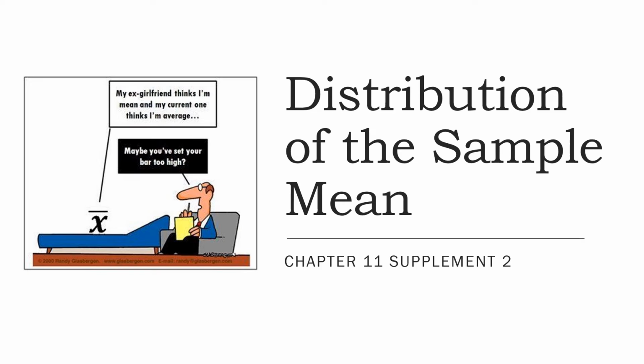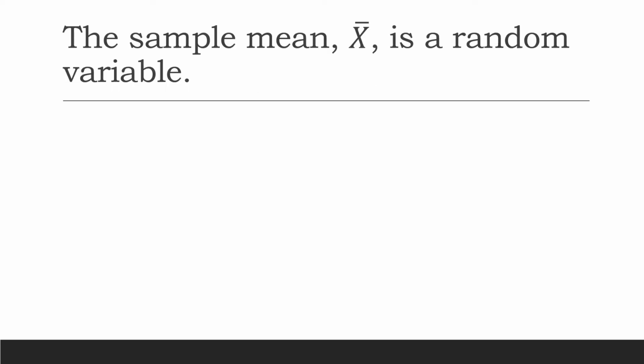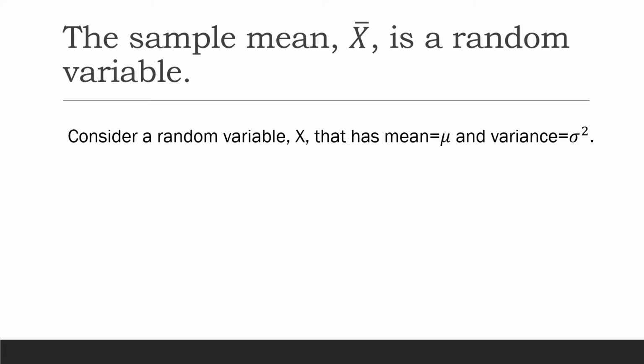This is the second supplemental video for Chapter 11, focusing on the distribution of the sample mean. The sample mean, which we can denote with the notation x bar, is a random variable. Why is this? Well, consider a random variable x that in the population has a mean mu and a variance sigma squared.